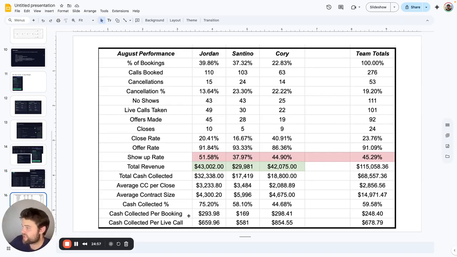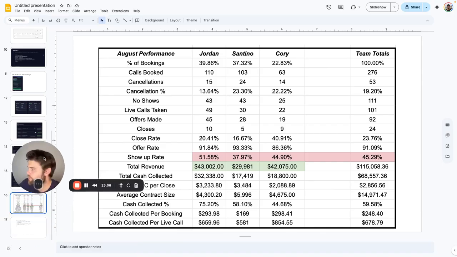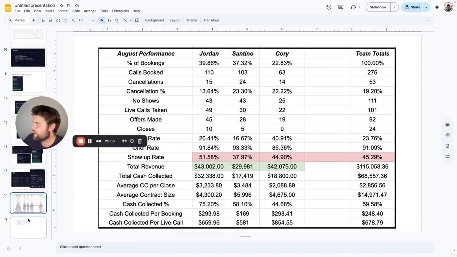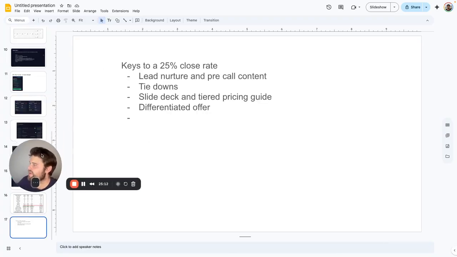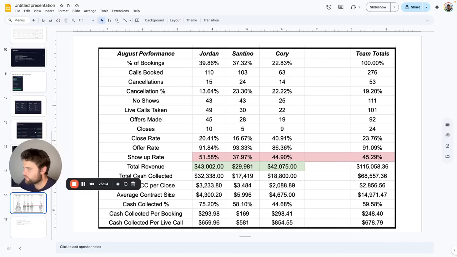Cash collected per booking, cash collected per live call. Okay, cash collected per live call is reflective of their skill and their presentation. Cash collected per booking is more reflective of what they're doing overall for the business, because you are paying for every individual booking.